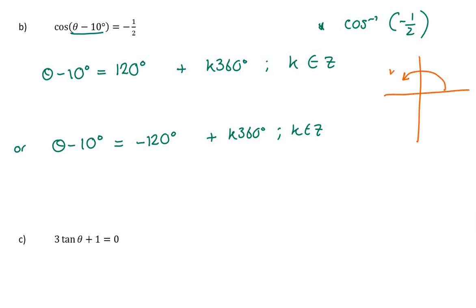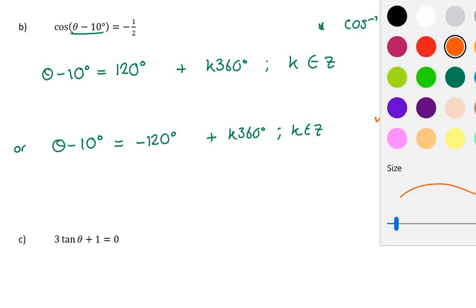and that's when cos is negative, so that makes sense. Negative 120 will be past negative 90 and into quadrant 3, and that's the other place where cos is negative. So both of these answers actually do make sense.